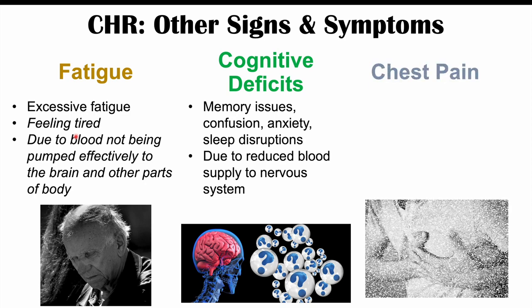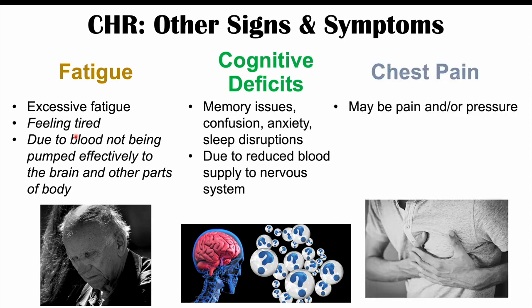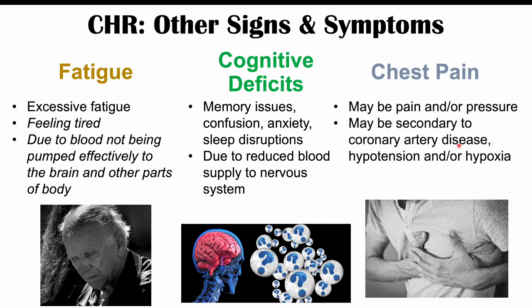And then we can also see chest pain. So chest pain may be pain or pressure. And this chest pain can be secondary to an underlying coronary artery disease or issues with hypertension due to that ineffective pumping of the blood. So that's going to lead to issues with blood going through the aortic valve and into the coronary arteries of the heart, and or hypoxia, which would be also due to the same mechanism. If we're not getting enough blood pumping through the heart, we're not going to get enough blood into the coronary vessels, and that's going to cause some anginal chest pain.